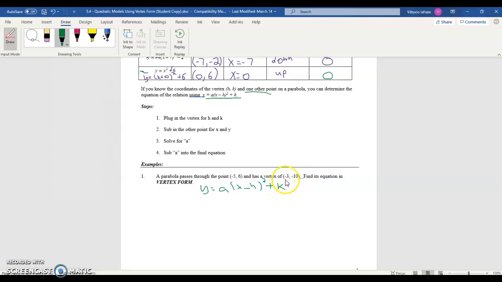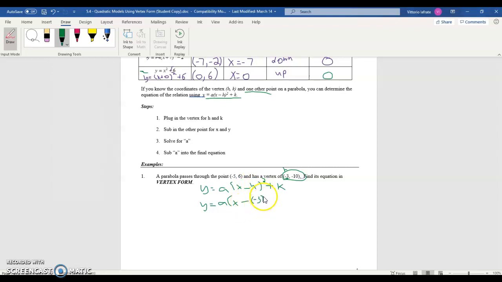We have our vertex, which is negative 3, negative 10. So we're going to do the first step where we plug that information in there. So y is equal to a(x - h)... The h is the first term here. That's the h. We have to change the sign of our h when we put it in because it's negative h. So it looks like this, negative, negative 3.